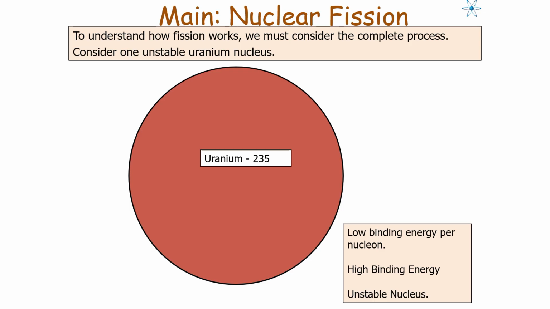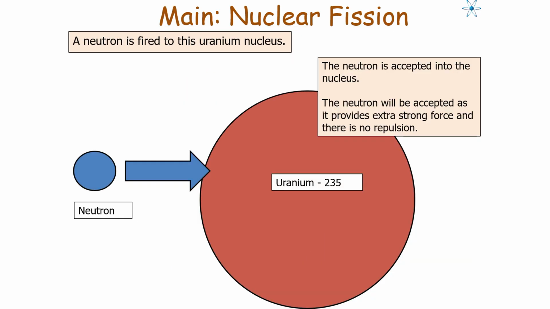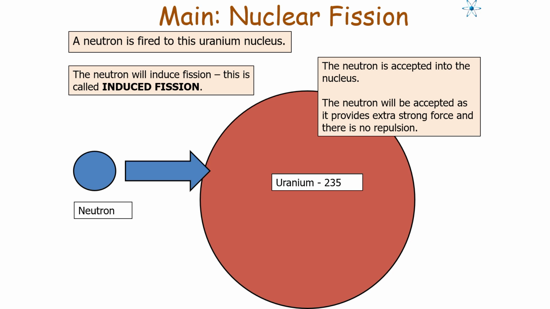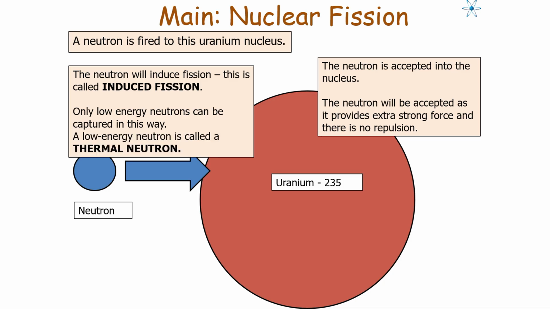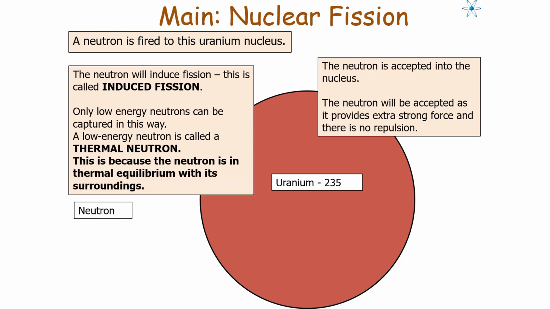So to understand how fission works, we've got to consider the complete process. So consider one unstable uranium nucleus. Well, a neutron is then fired at this uranium nucleus. Now, the neutron is accepted into the nucleus because it provides an extra strong force with no electrostatic repulsion. Now, this neutron will induce fission, so we call it induced fission. Now, only low energy neutrons can be captured this way. We call a low energy neutron a thermal neutron because the neutron is in thermal equilibrium with its surroundings.